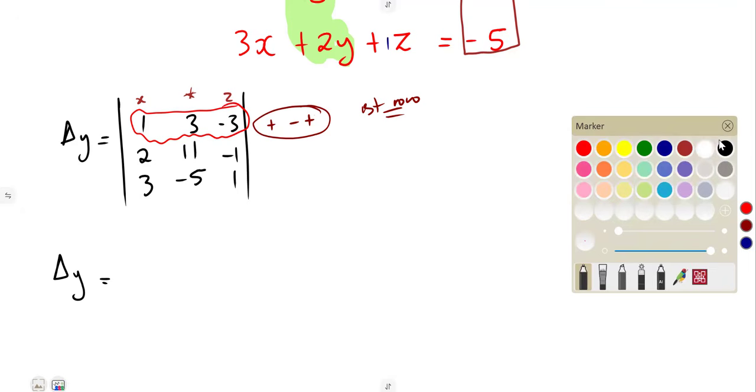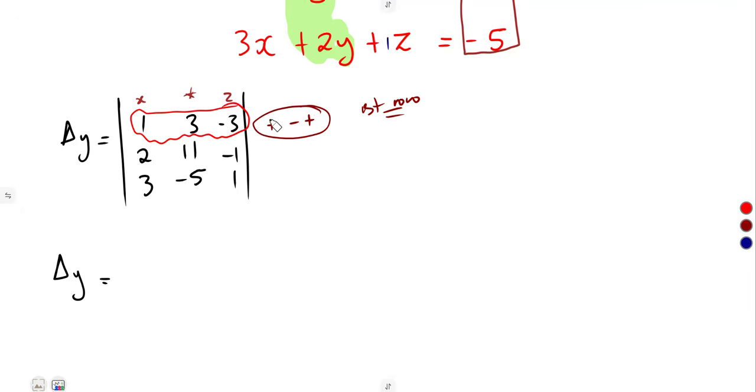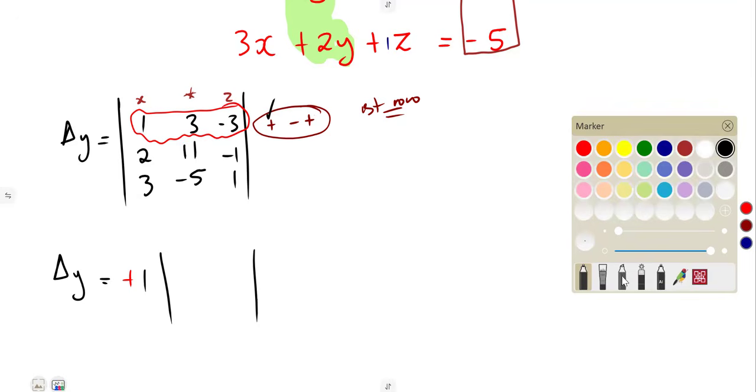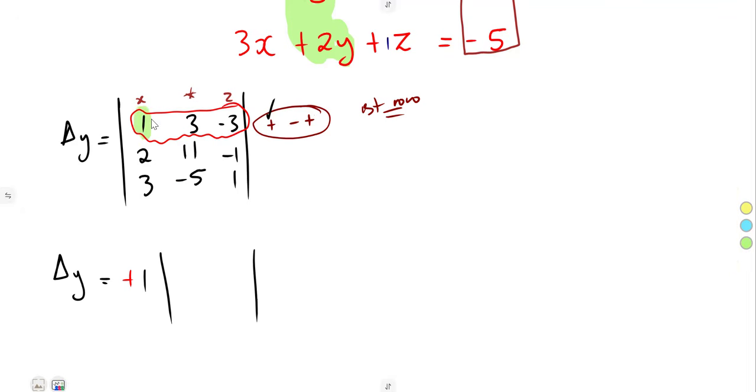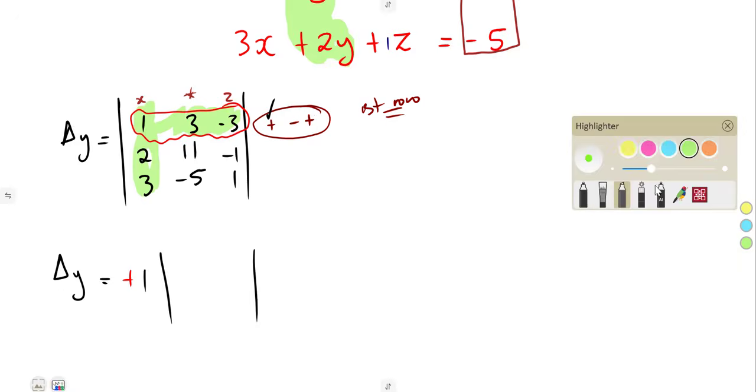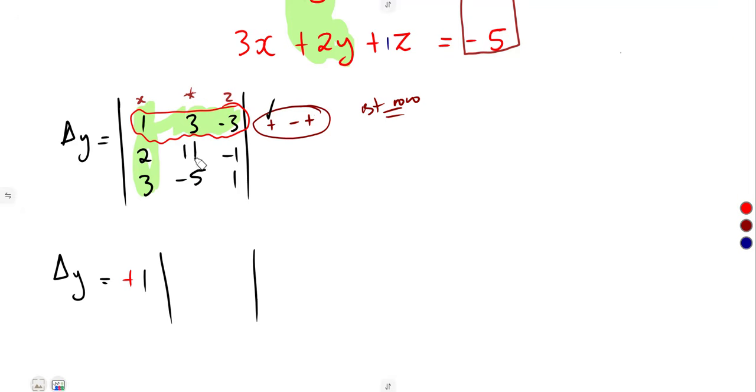We have got 1 affected by what? A positive sign first, so that's plus 1. Then you find the determinant by closing the row and column where that 1 is. So close this, close this. You're going to remain with what? 11, negative 1, negative 5, 1.